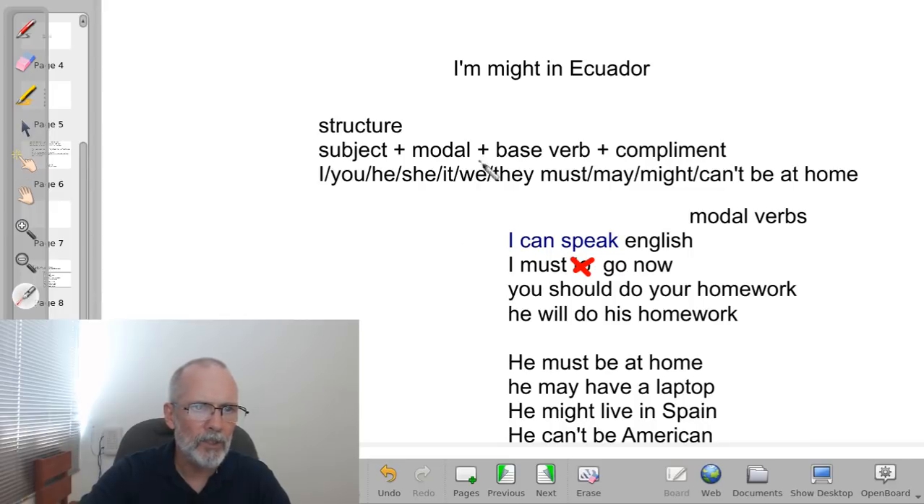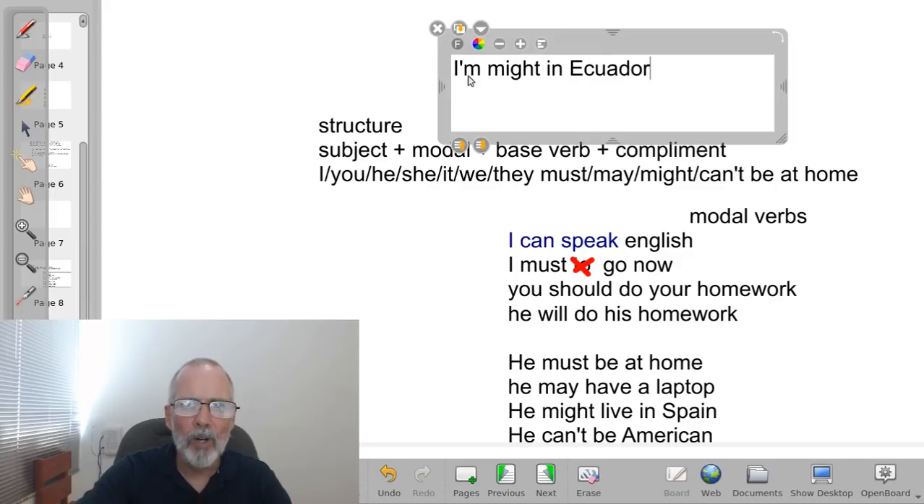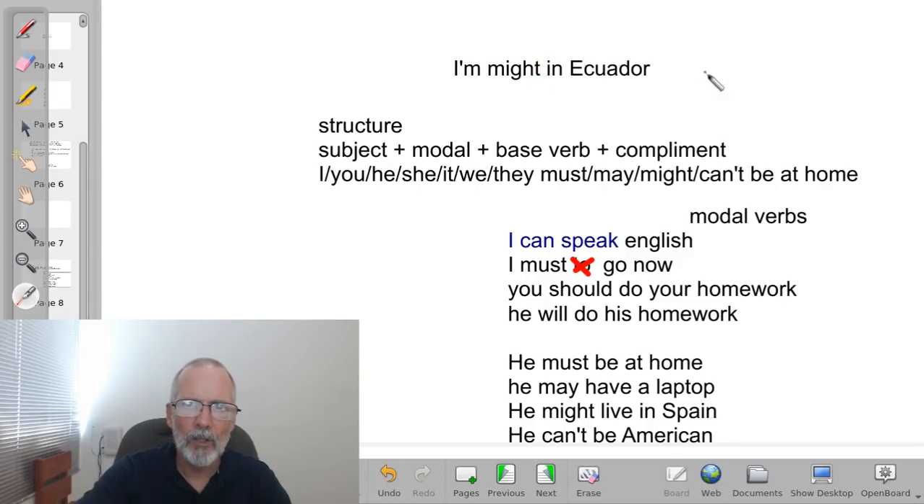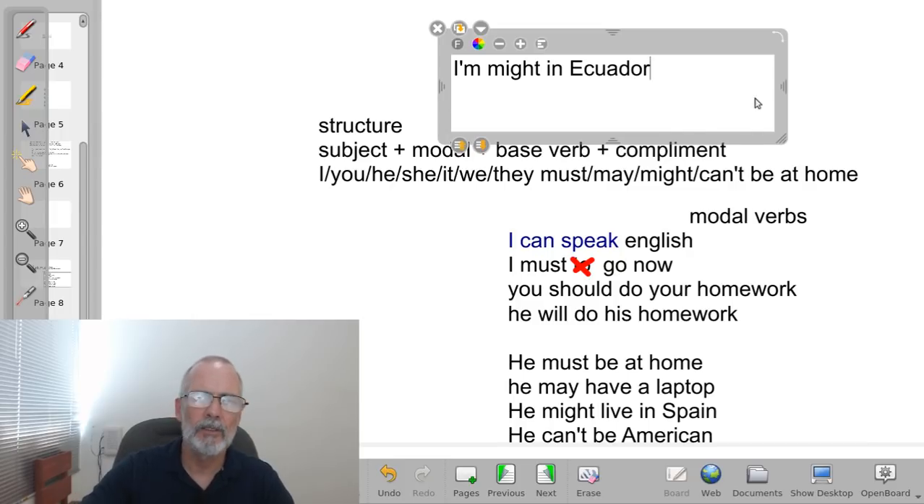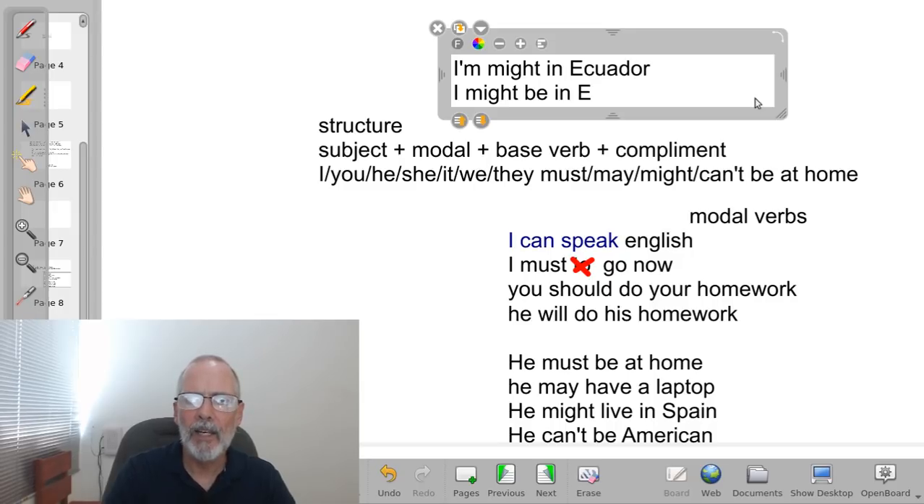What is the problem with this sentence? Is this following the structure, subject, modal, base verb? I might in Ecuador. Who can tell me what is the problem with this sentence in the chat? Base verb, says one. Who can write this correctly? This is wrong because nobody's given me the right answer. But first of all, here he has the verb be, and then he has the modal verb. And here he has no main verb. So I think what he wanted to say is, I might be in Ecuador.